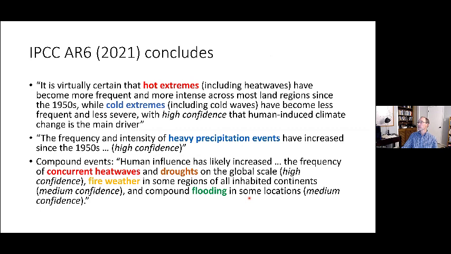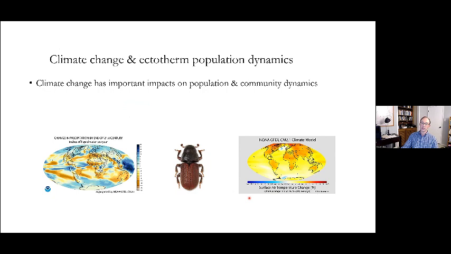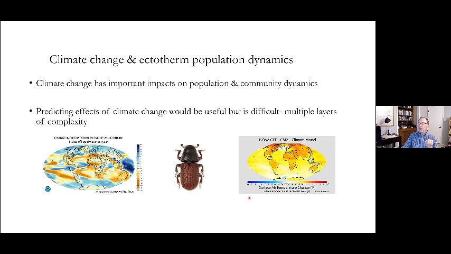These changes are particularly relevant to ectothermic species that have little ability to buffer against change. There could still be multiple layers of complexity associated with things like timing, as well as things like species interactions.